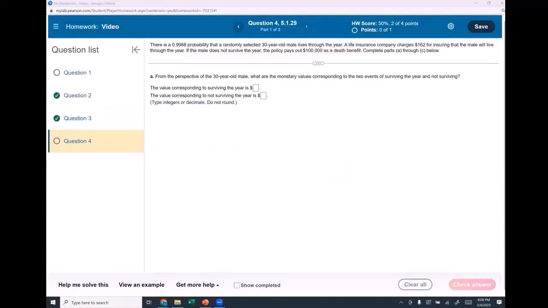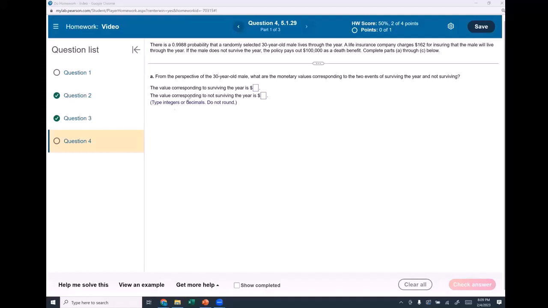There is a 0.9988 probability that a randomly selected 30-year-old male lives through the year. A life insurance company charges $162 for insuring that the male will live through the year. If the male does not survive, the policy pays out $100,000 as a death benefit. From the perspective of the 30-year-old male, what are the monetary values corresponding to the 2 events of surviving the year and not surviving the year?